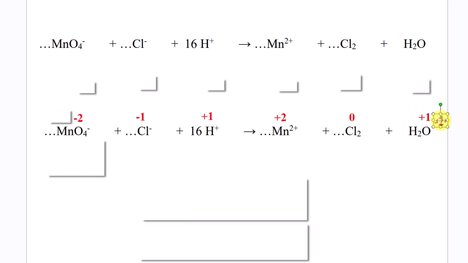Oxygen in a compound, unless it's a peroxide or combined with fluorine, is a -2. Hydrogen, in a compound, will always be +1. And here I can move this over there, and that'll take care of the oxidation numbers of the hydrogens and oxygens. So we've got the oxygen taken care of, fixed now.